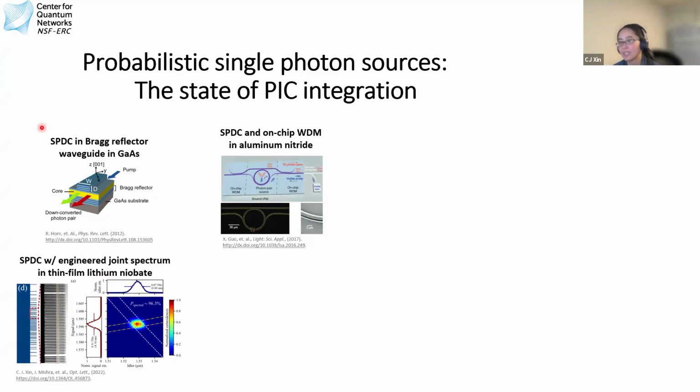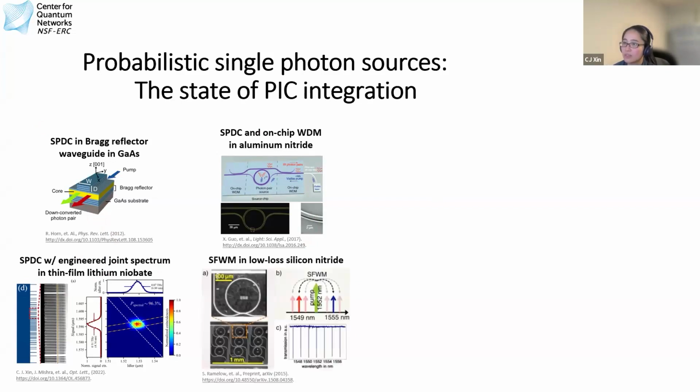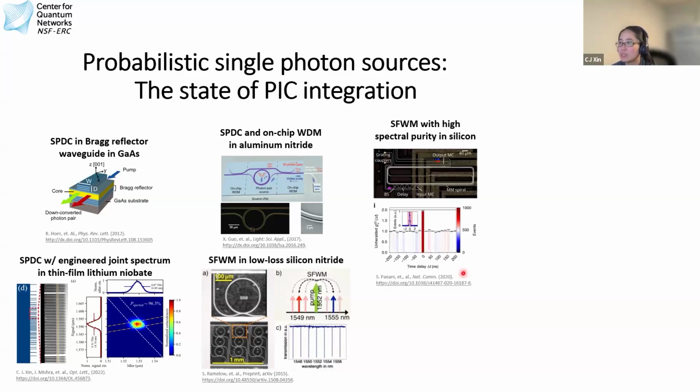And then chi2 aside, you have really low loss systems. You can do four-wave mixing in silicon nitride. These have amazing Q factors. You also have silicon, which you can fabricate really well. You can make these really long spontaneous four-wave mixing sources. And in this work, by virtue of the way they pumped and engineered their source, they were able to get spectral purity that's almost unity. So very useful for a heralded single photon source.